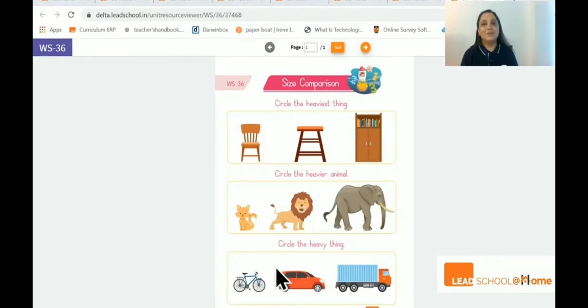Parents, this worksheet will help your child sort the objects based on their weight. This worksheet has 3 parts. Please show them the first part and read the instructions for them. Ask them to circle the heaviest thing. Explain them the instructions in simple English or in local language. Then ask them to look at the objects and complete the instructions.